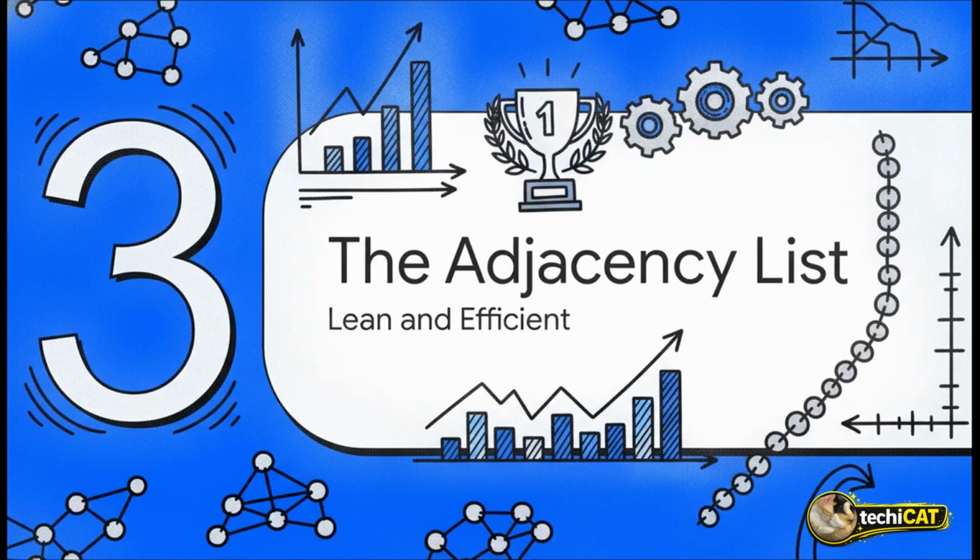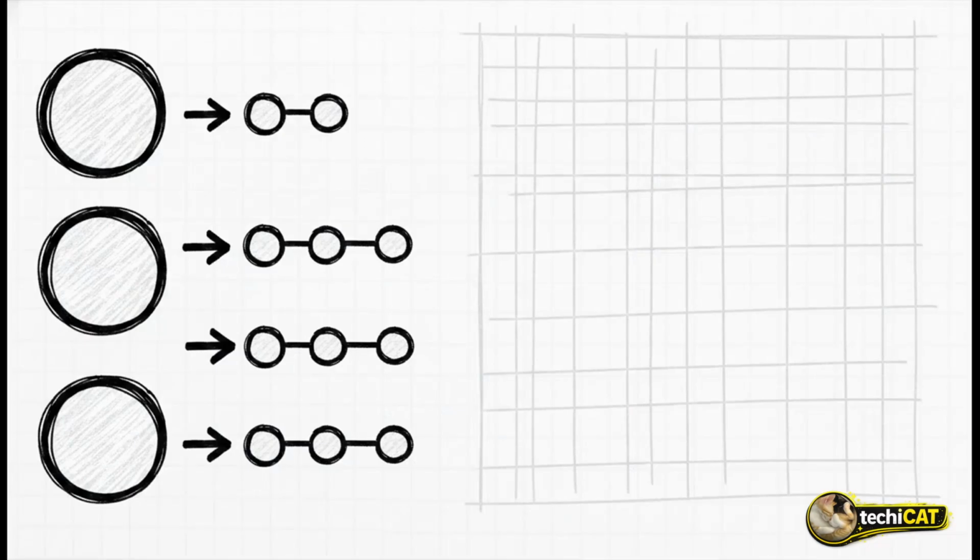So that brings us to section 3, the adjacency list. This is our lean and efficient champion. Instead of generating a massive, mostly empty grid, the adjacency list takes a much more minimalist approach. For every single node, you simply maintain a list of its actual neighbors. If node 0 is connected to node 2 and node 5, node 0's list only contains the numbers 2 and 5. That's it. No blank spaces representing missing connections. You literally only store what actually exists.